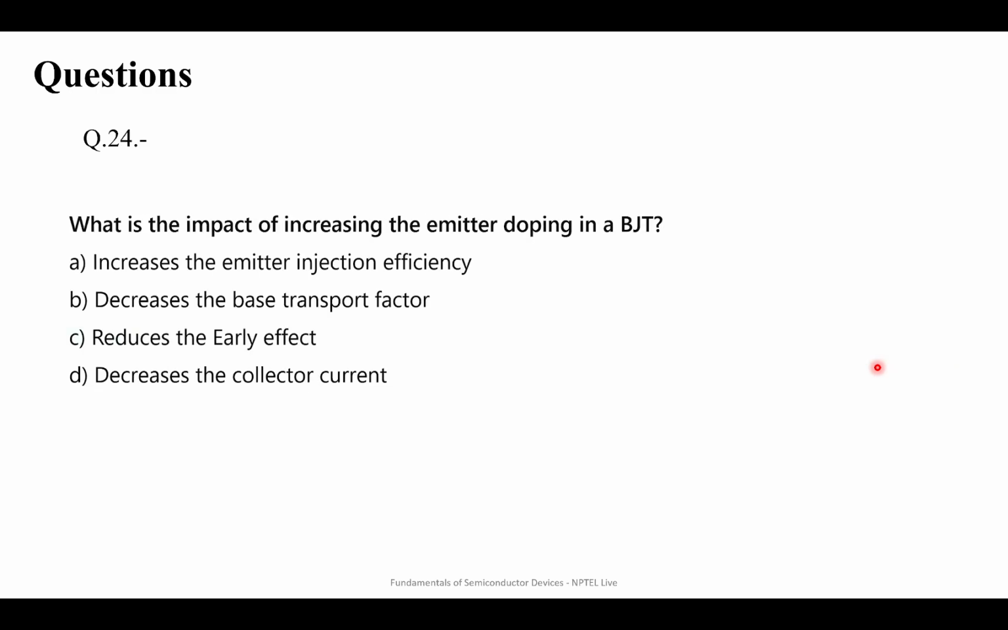What is the impact of increasing the emitter doping in a BJT? Increases the emitter injection efficiency, decreases the base transport factor, reduces the early effect, decreases the collector current.